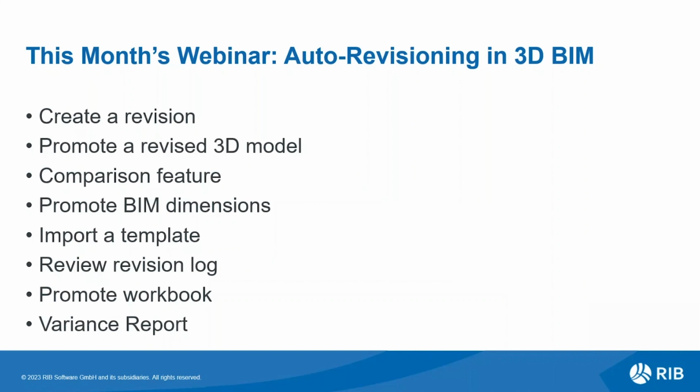Step 4 will be to promote BIM dimensions. Step 5 is to import new revised quantities using a template. This step allows the users to import the revised quantities from the model using a previously used template. Step 6 is to review the revision log to review and track all the changes made throughout the revisioning process. This log provides a detailed history of revisions for reference.